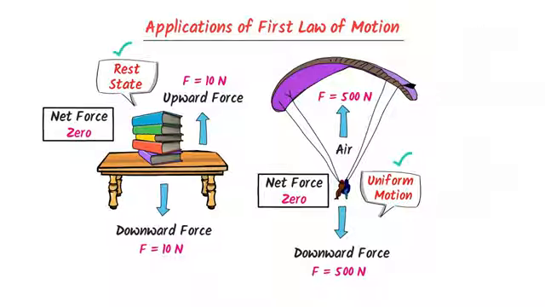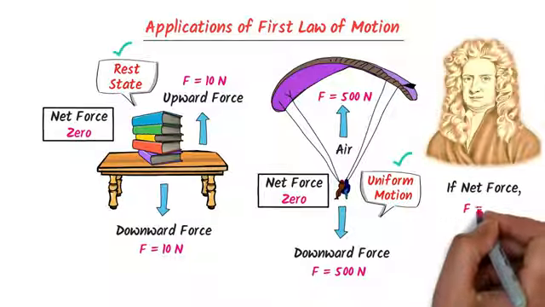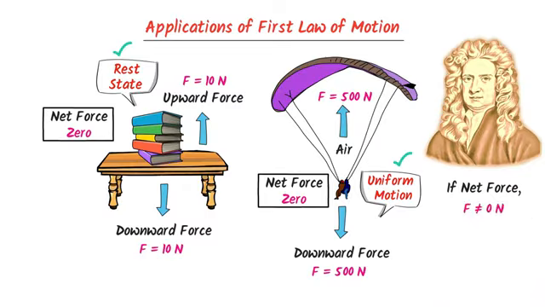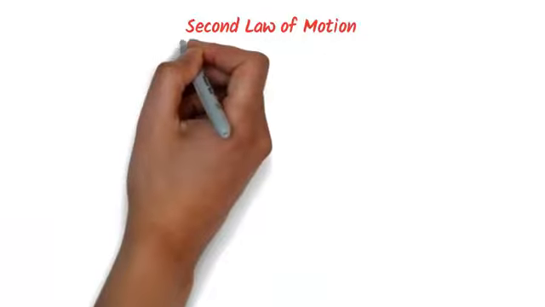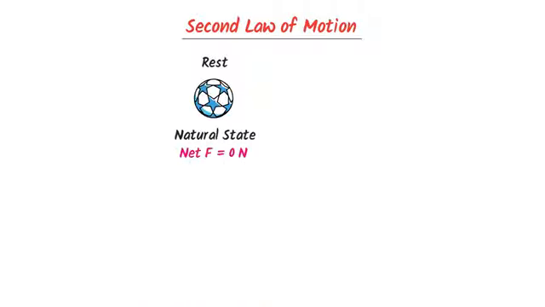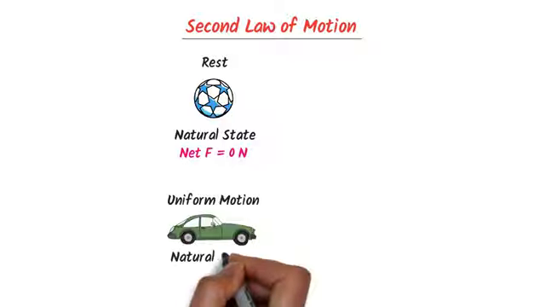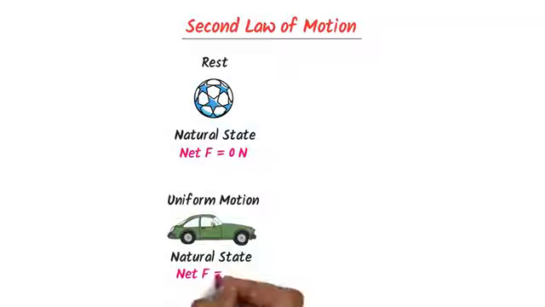Now here, Newton Baba thought: what would happen if the net force on an object is not 0? To answer this question, Newton Baba presented his second law of motion. We know that if the ball is at rest, it is its natural state, and the net force on the ball will always be equal to 0. Secondly, if the car is in uniform motion, it is also its natural state, and the net force on the car will also be equal to 0.